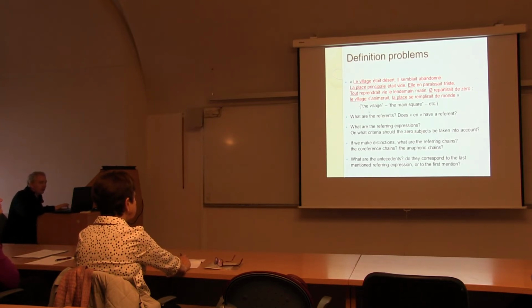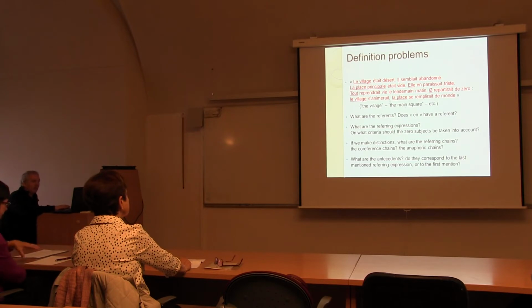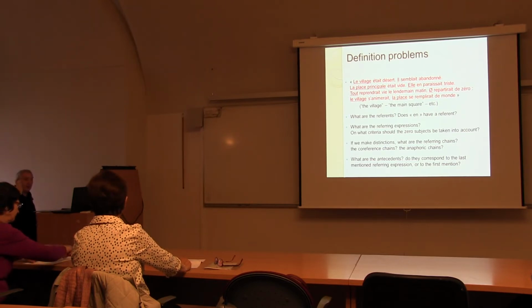In French, we say that the village, the main square, is a bridging anaphora, an associative anaphor. And then there is a link between both expressions in what we define as an anaphoric chain, but not in a coreference chain, because the main square is not the village.